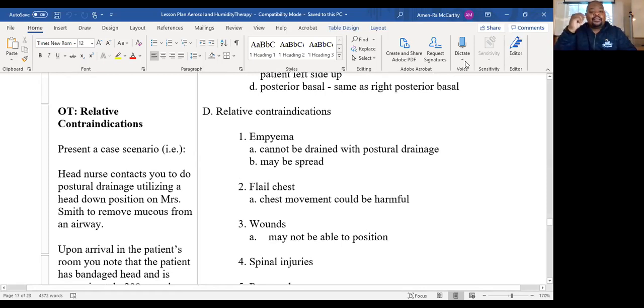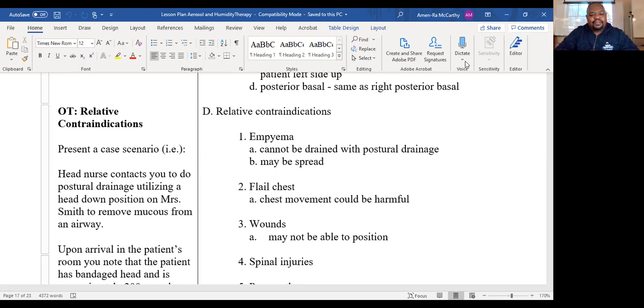Now, contraindications to doing drainage. Why would we not do it? Well, the first one is called an empyema. So say that to yourself, empyema, not empire, like somebody's name. Now, empyema cannot be drained with posterior drainage because it may spread. Empyema is like pus, infected pus in the lung. So if I know there's some infection there, I don't want to drain it past the rest of the lungs, right? Now it's going to infect everything it touches. So if it's an empyema, we don't want to mess with that, okay?